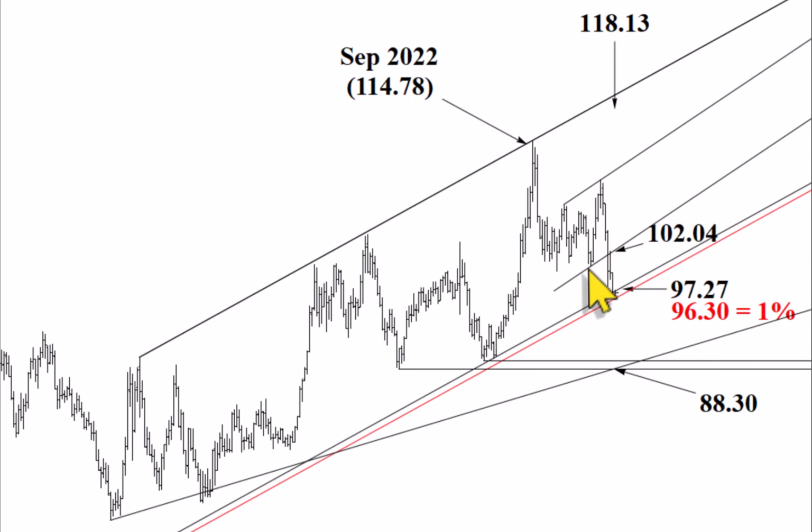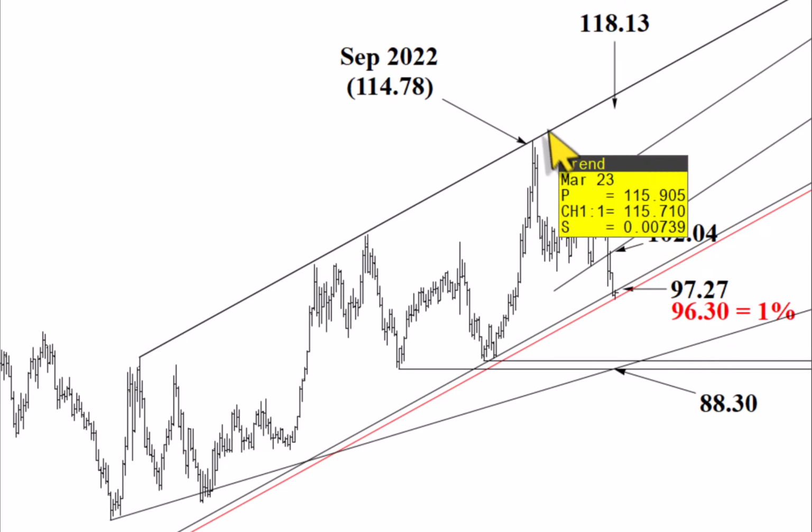If you recall in the last video, I mentioned that if we close below this channel bottom, we should see this channel bottom in the 97.27 area. And so now we can rotate back up to 102.04 in the next few months. And if we can close above 102.04, I'm looking for the low 110s again.